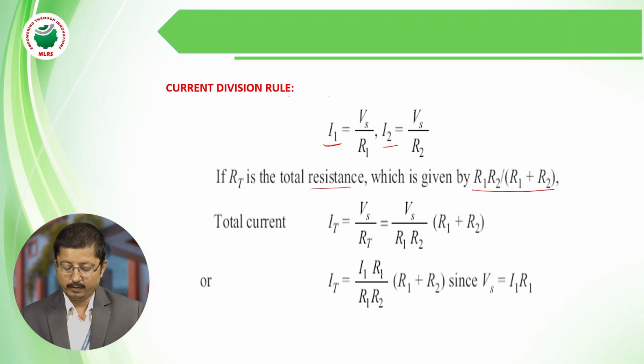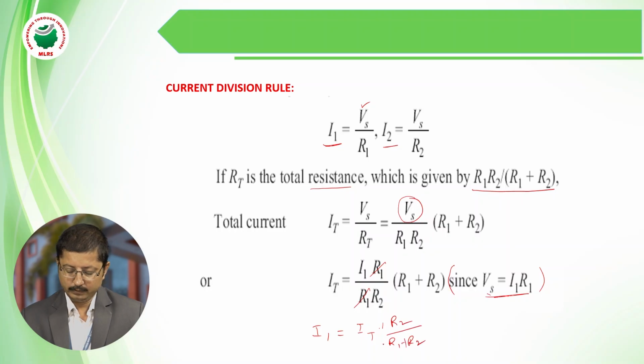I1 into R1. What is I1 into R1? It comes from this expression, Vs is equal to I1 into R1. So in place of Vs, I can substitute I1 into R1, divided by R1 R2 into R1 plus R2. From this I can write the expression for I1: I1 is equal to the total current into, here R1 gets cancelled, R2 divided by R1 plus R2.